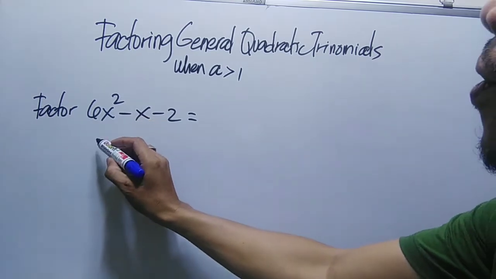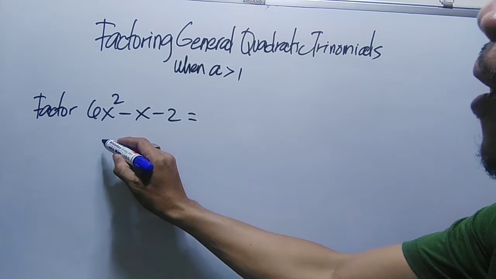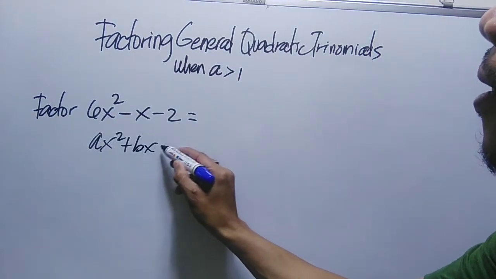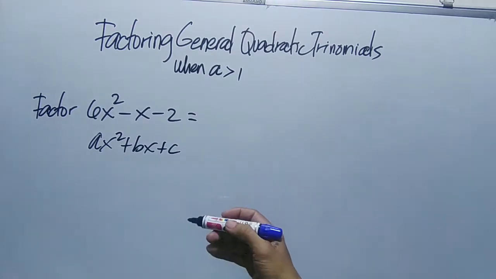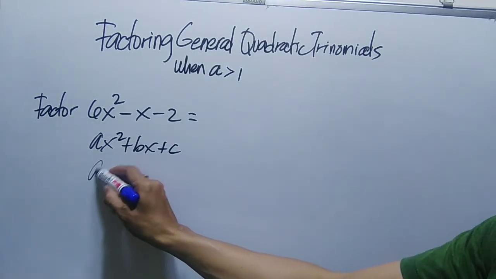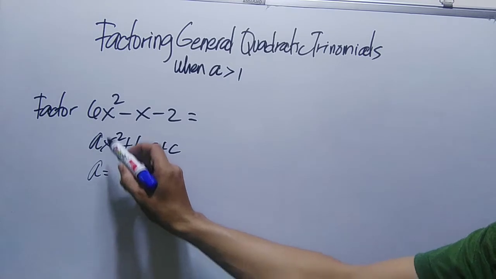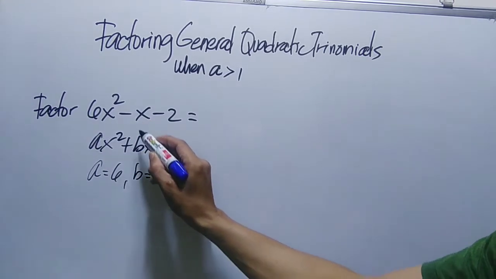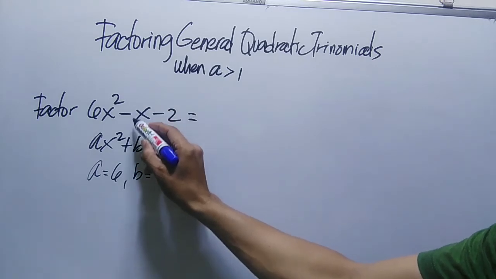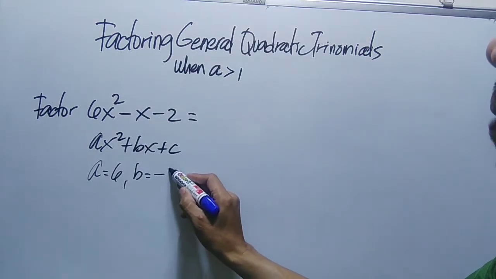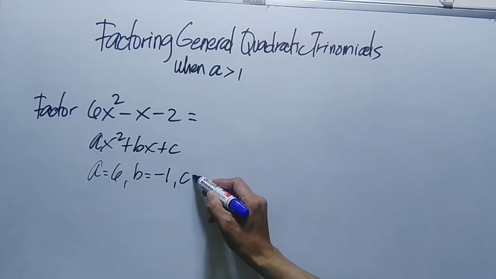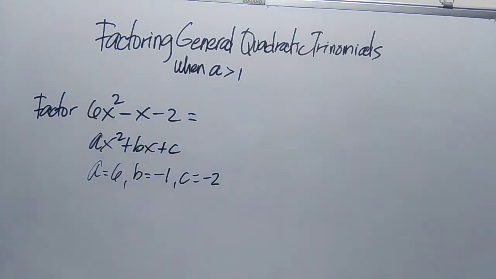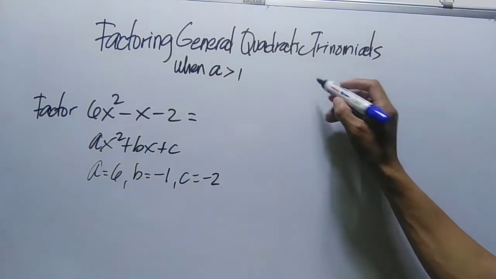Okay, so yung general form ng ating quadratic trinomial ay ax squared plus bx plus c. Kunin natin yung values ng ating a. Yung value ng a ay 6. Then, yung b ay negative 1. Merong coefficient na 1 dyan, so this is negative 1. Yung c naman ay negative 2. Okay? So, ngayon, i-apply natin yung asterisk method.